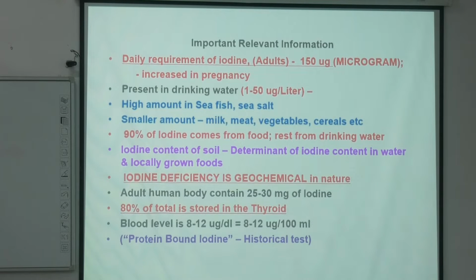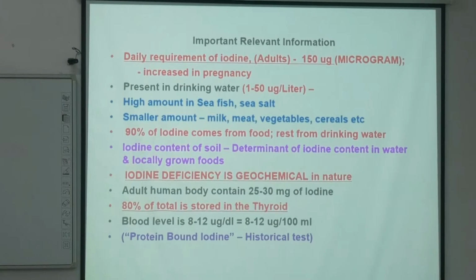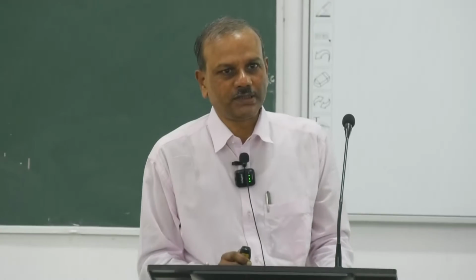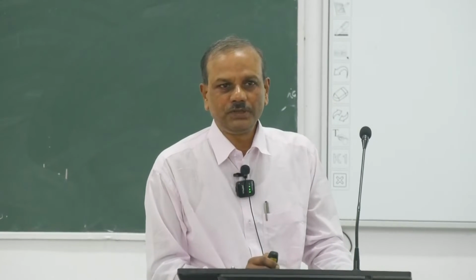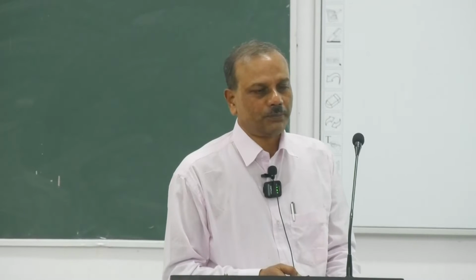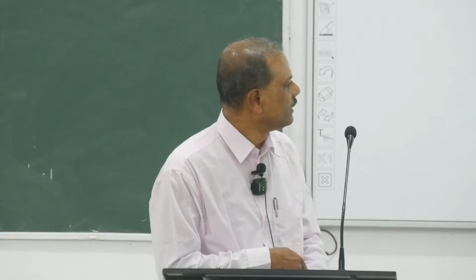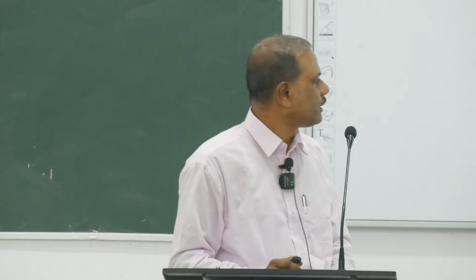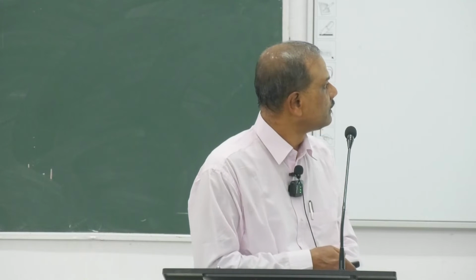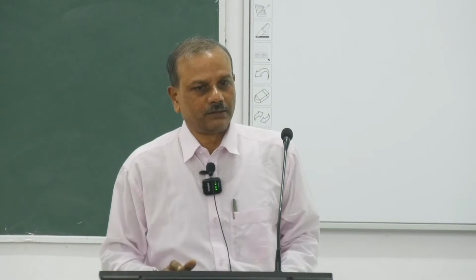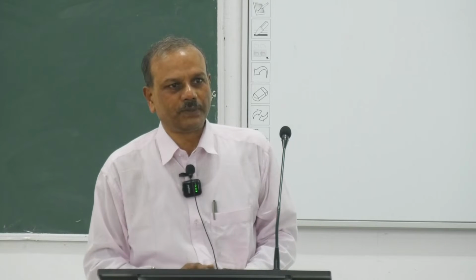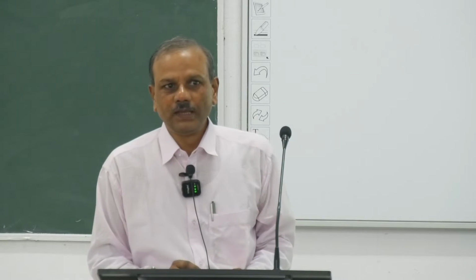See, right from when the baby is within the womb, there will be poor development, congenital malformation, chances of abortion, increased perinatal mortality rate, neonatal hypothyroidism, neonatal goiter, and even in adult life one can suffer from goiter and also hypothyroidism because of the lack of iodine. So 80% of the total iodine is stored within the thyroid gland.